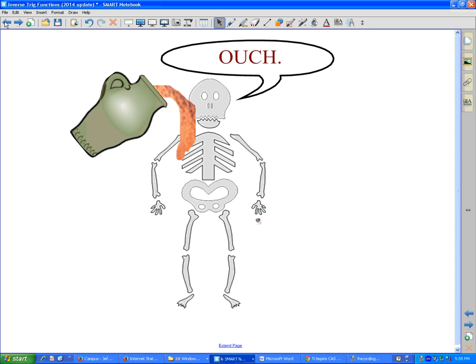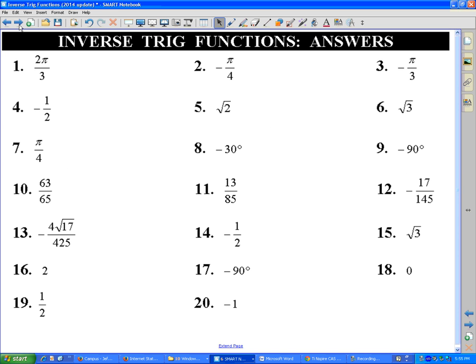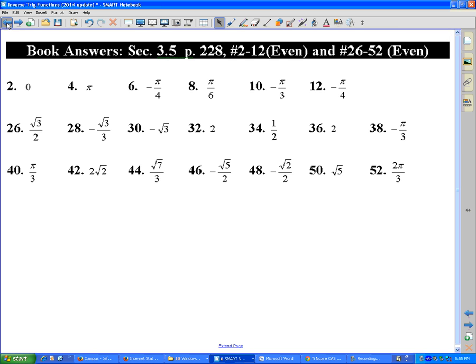Anyway, if you are real sneaky, here are the answers right here from page 12 of your workbook, so you can kind of check and see how you're doing. And then, of course, out of the textbook, here are the evens. So if you have a little pause button on your computer, you can check those out.